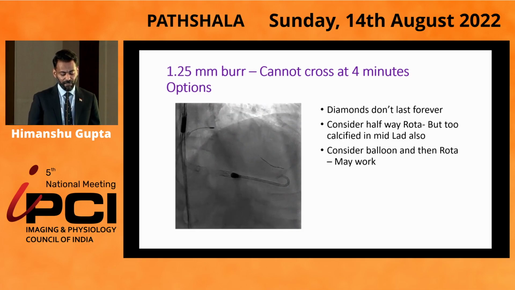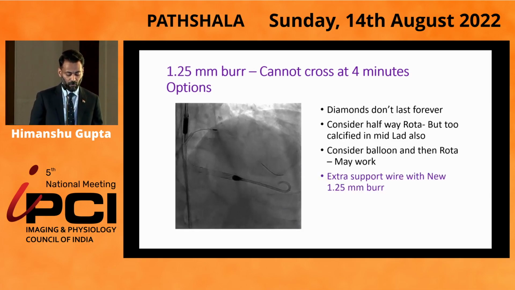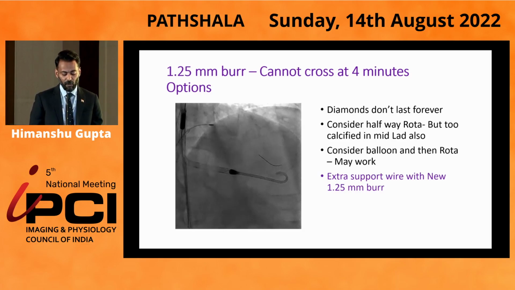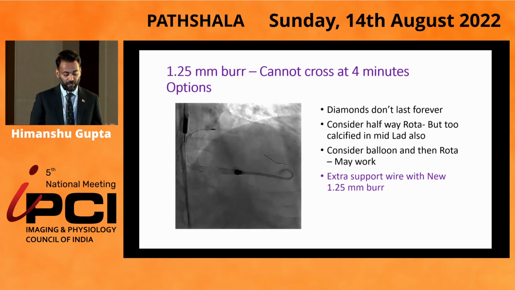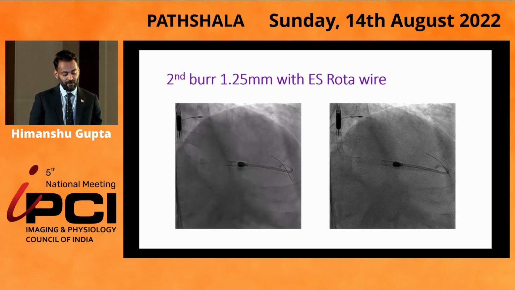We may balloon it and then do rota. It may work, as Dr. Seth tells us, but sometimes it may not work also. So I changed the wire to an extra support wire with a lot of difficulty after the first rota, take a new 1.25 burr, and again start burring.